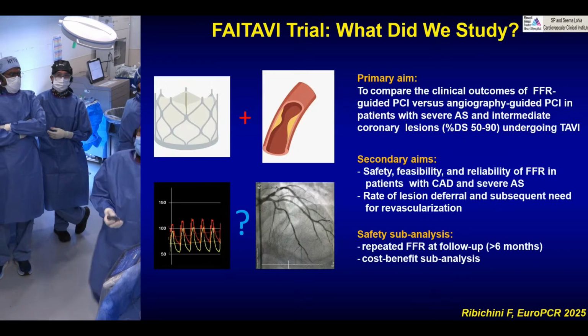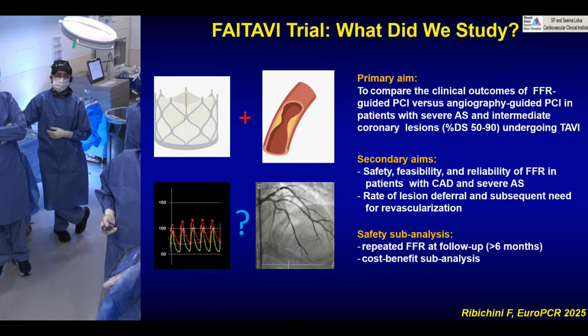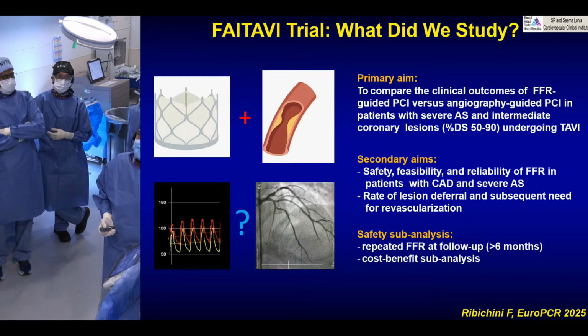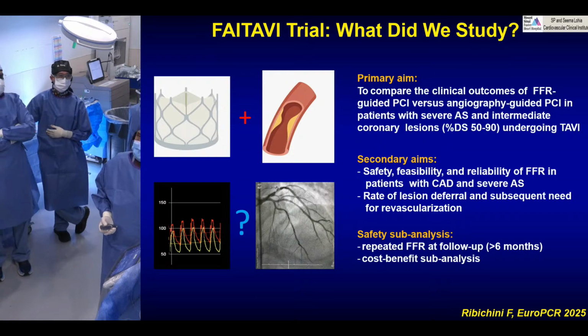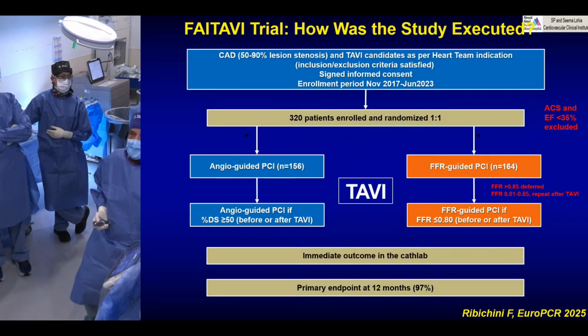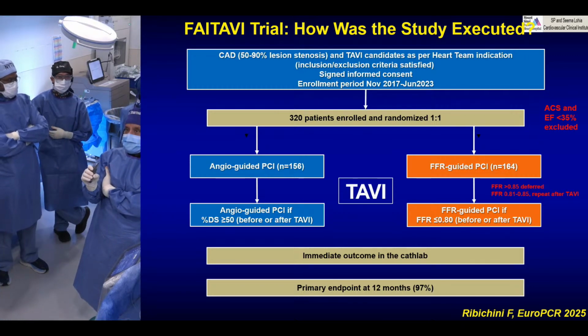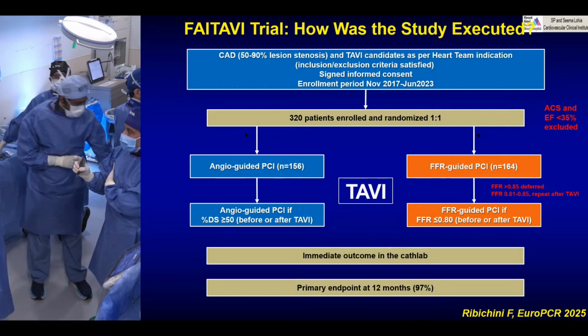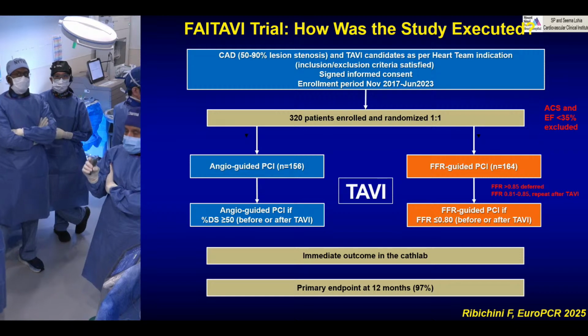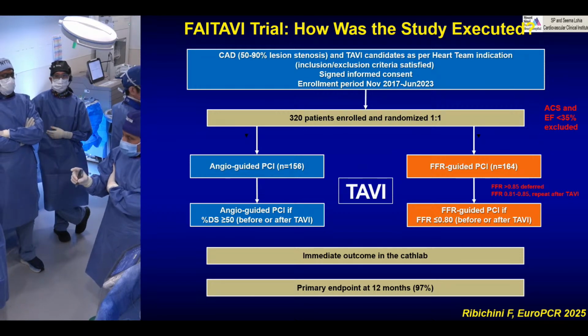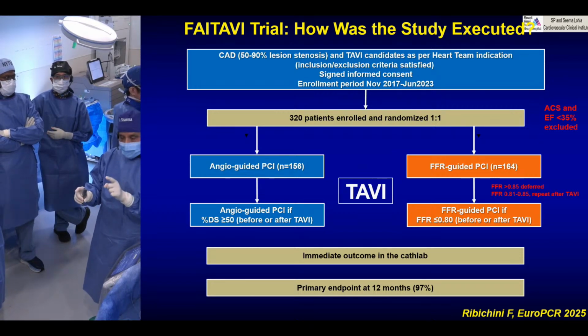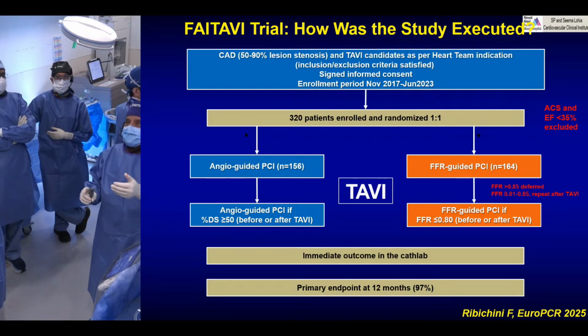And so this basically was a trial to see whether you do angio versus FFR guided PCI in a patient who has severe aortic stenosis. And you see here, FFR guided was if less than 0.8, but if it was more than 0.85, it was left alone. But if it was 0.81 to 0.84, they did another FFR after TAVI, and if it became less than 0.8, then they did the PCI.